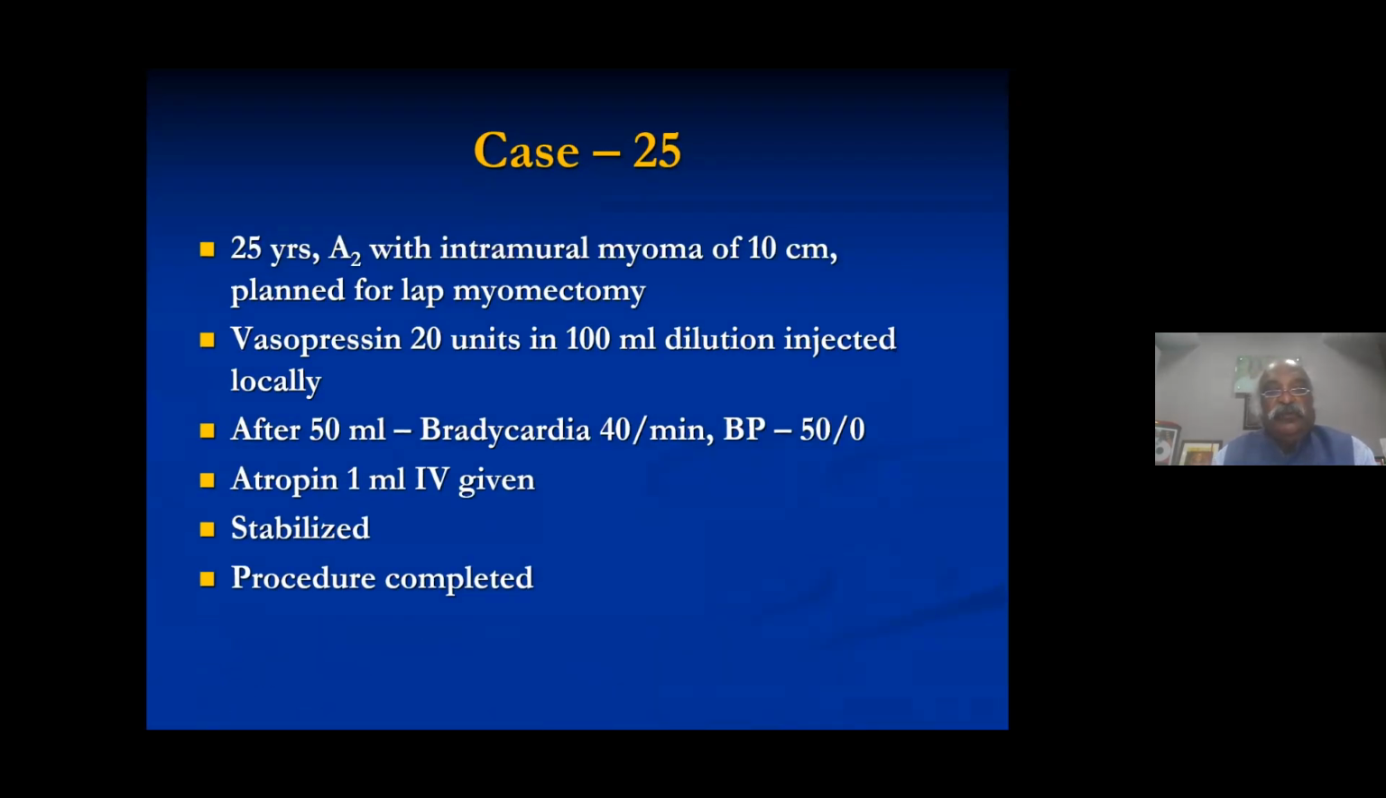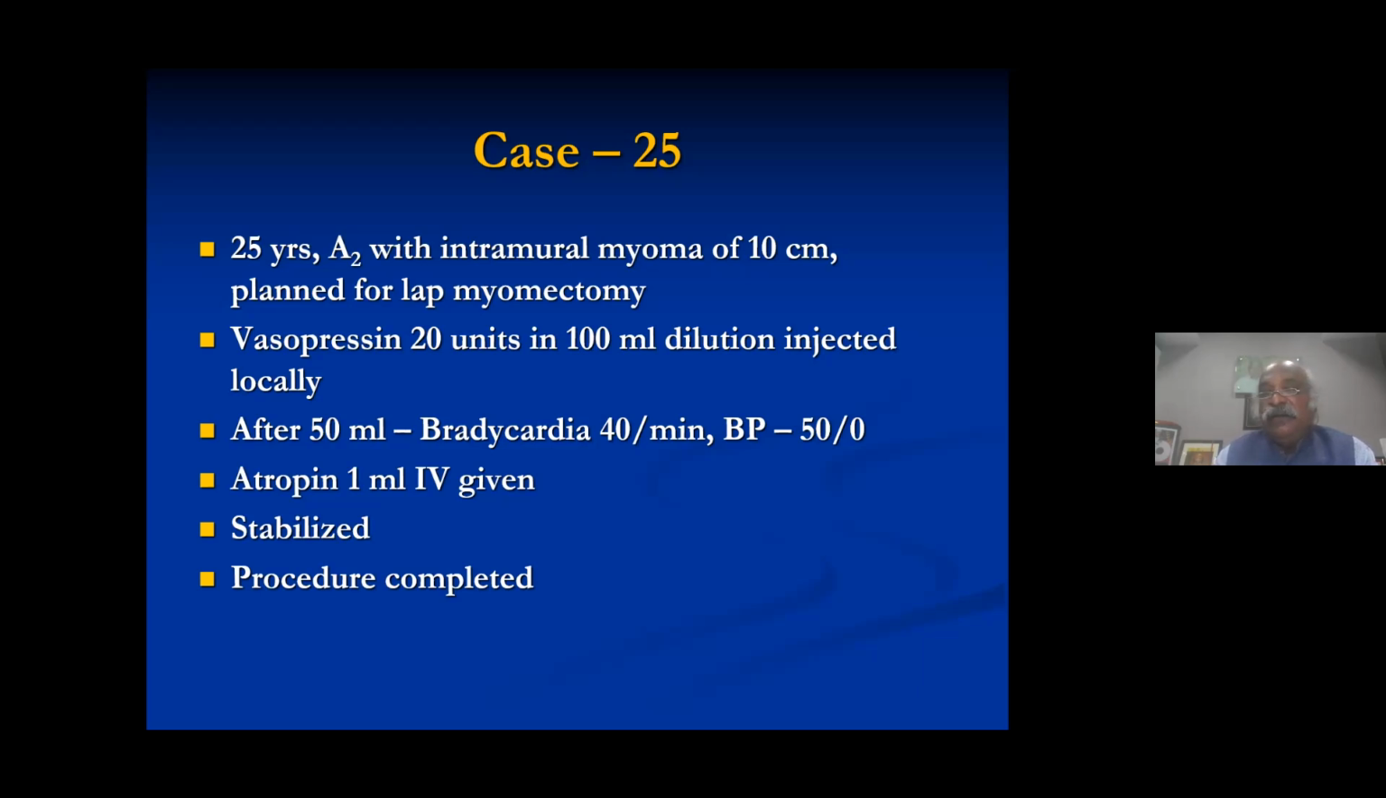25 years, A2 with intramural myoma of 10 centimeter, planned for lap myomectomy. Vasopressin was the common agent, where we give 20 units in 100 ml of dilution injected locally. After 50 ml, bradycardia occurs, 40 per minute, and BP fell down to systolic 50 but not recordable.